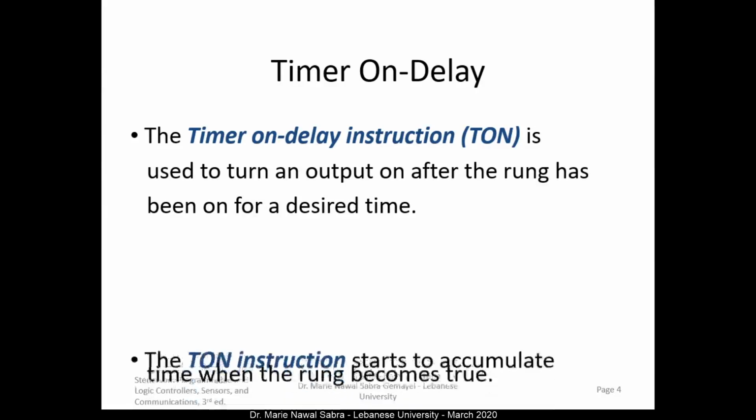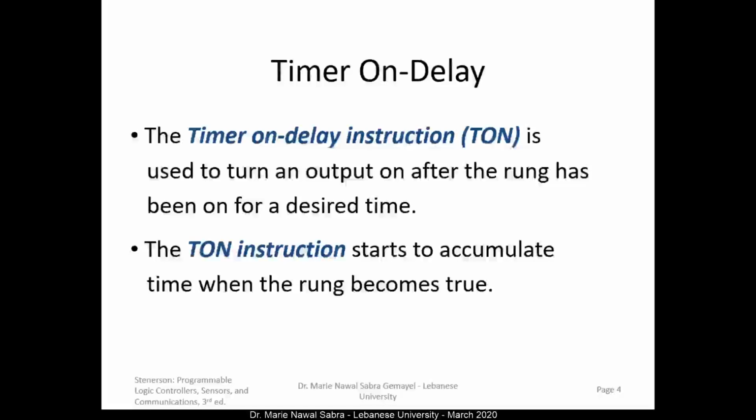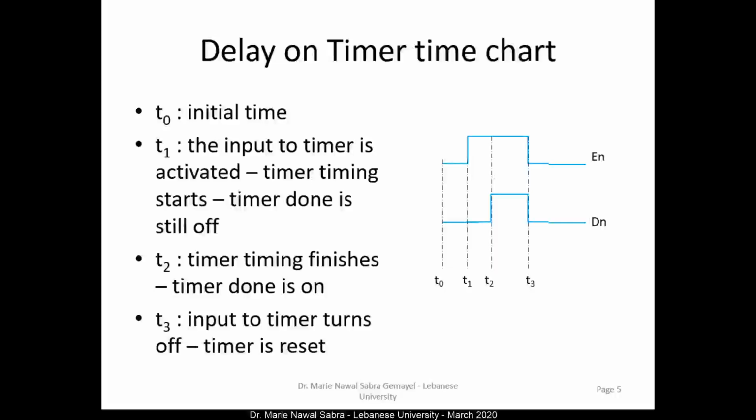So as I just said, the timer is going to start counting when the enable turns on, but the output only turns on when the timer finishes counting. And here, this is a time chart that shows the action of the timer on delay. So this is the input, and once the input turns on, the timer starts counting during all this time. This is what we call the preset value of the timer.